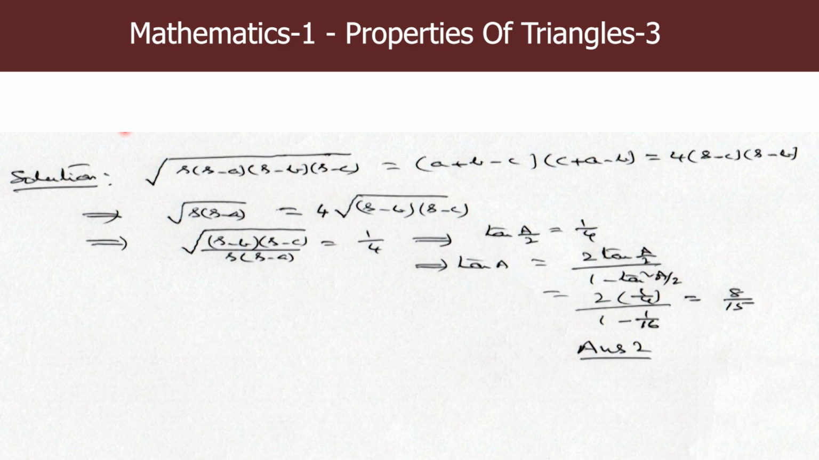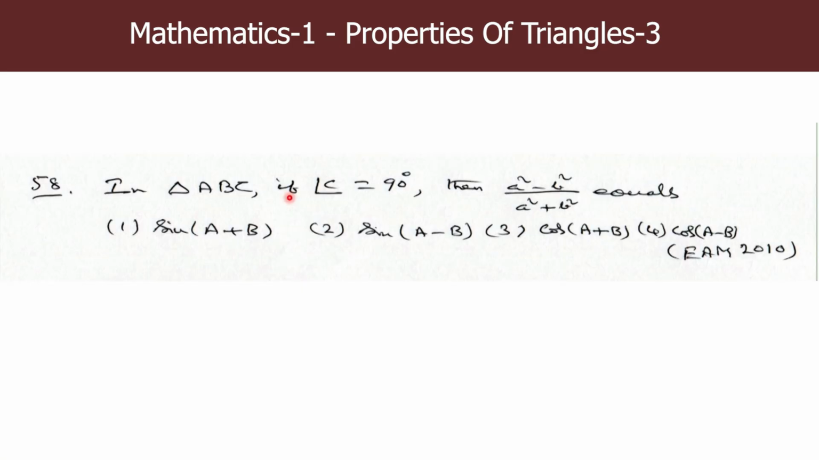So the square root of (s minus b) into (s minus c) by s into (s minus a) is equal to 1 by 4. That is nothing but tan A by 2, the half angle formula. So tan A by 2 is 1 by 4. Now, by the tan 2A formula, tan A is equal to 2 tan A by 2 by 1 minus tan square A by 2. That is 2 into 1 by 4 by 1 minus 1 by 16, which is nothing but 8 by 15. So the correct answer is option number 2.